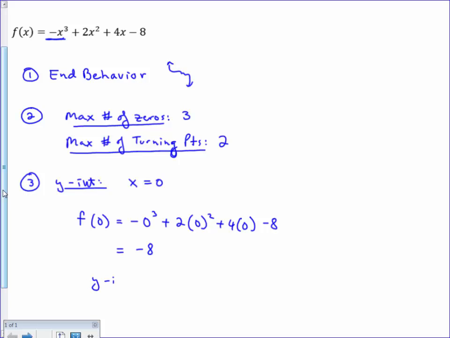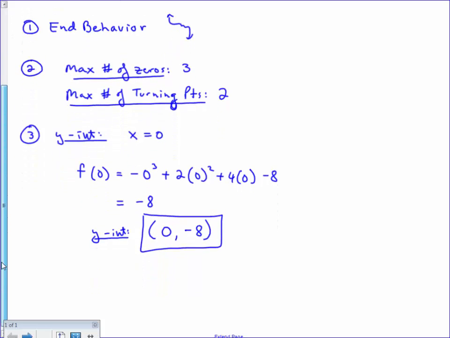Always make sure to write your y-intercept as an ordered pair. I plugged in an x of 0. I got out a y of negative 8. Box that in. That's something that I will want to graph later on.